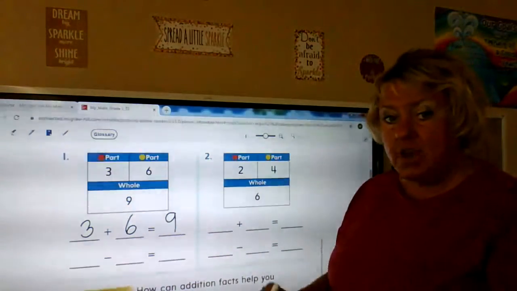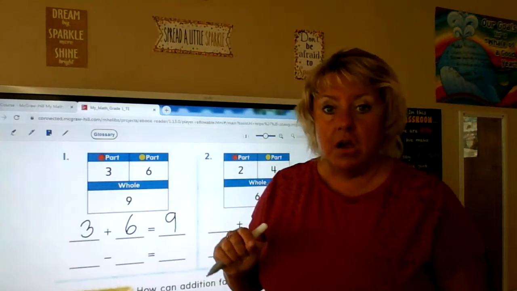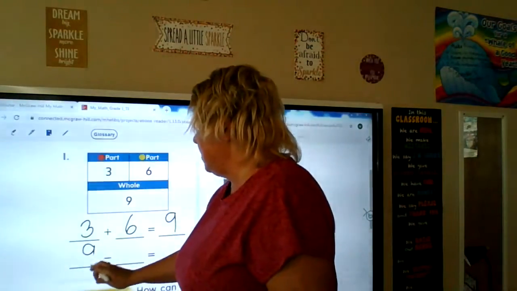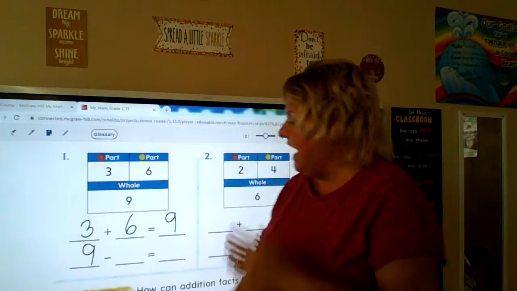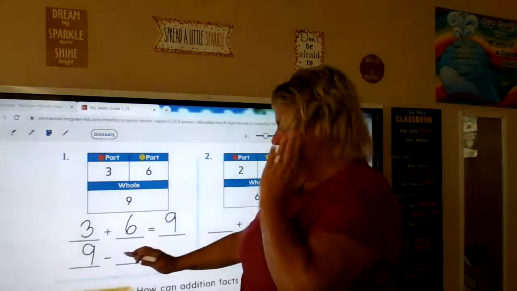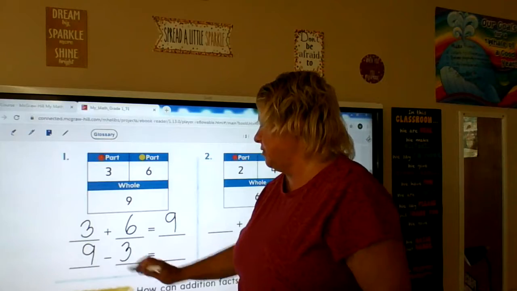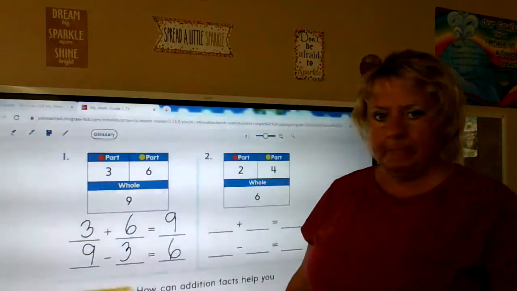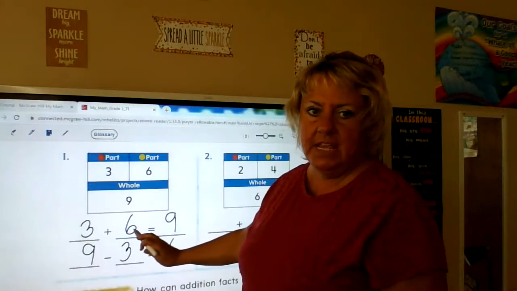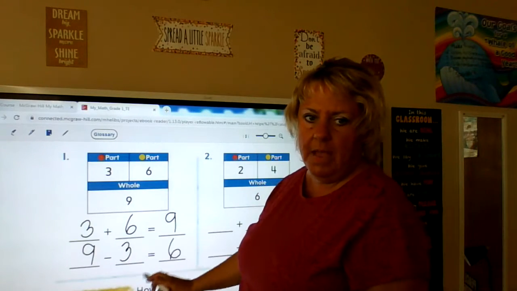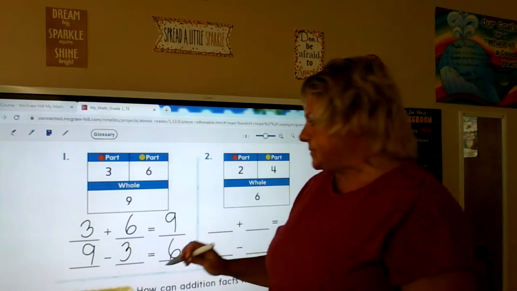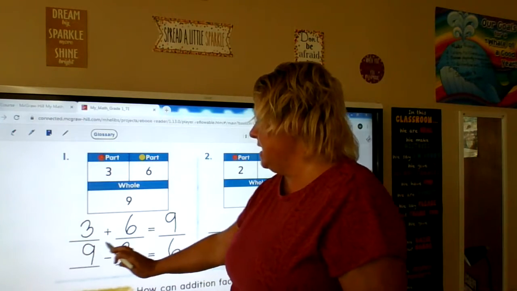Remember, when we subtract, we start with the whole and take it apart. So now we're going to start with the whole, which is 9, minus 1 part, 3, equals the other part, 6. I used a 3, a 6, and a 9 in both my problems. Does it make sense? We started with a bigger number.